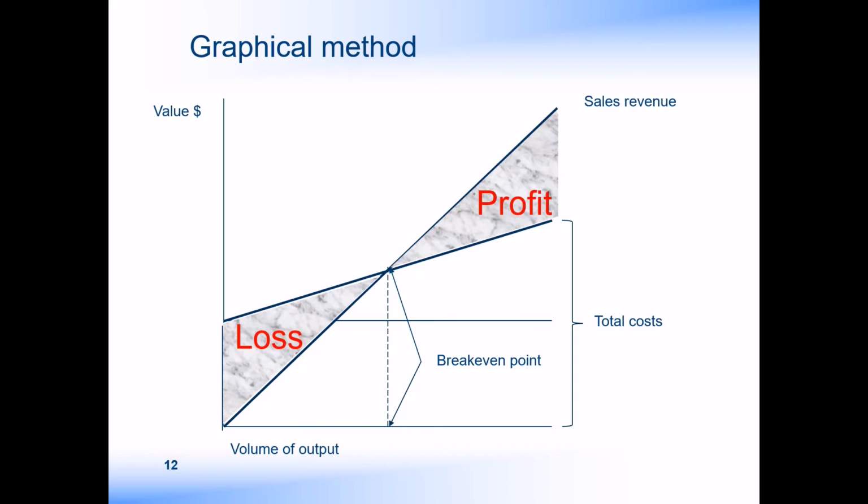One other concept we can identify using the graph is the margin of safety. Let's assume that the output line extends to the anticipated level of output that we think we can sell. The difference between the expected demand and the break-even point is known as the margin of safety.